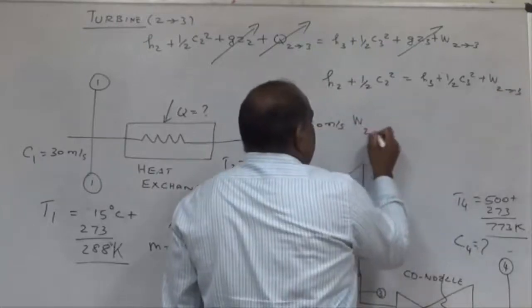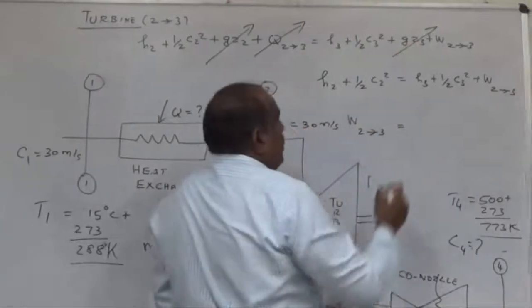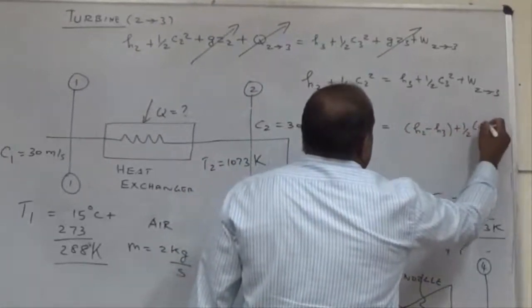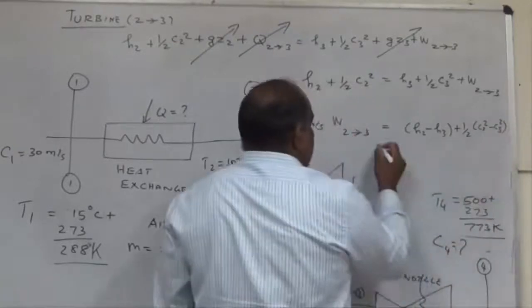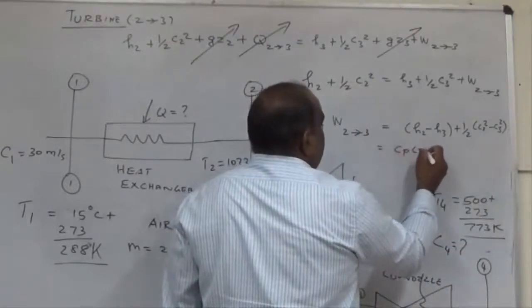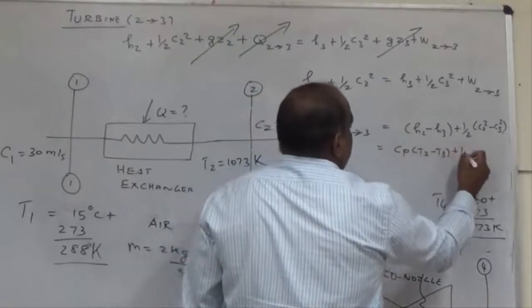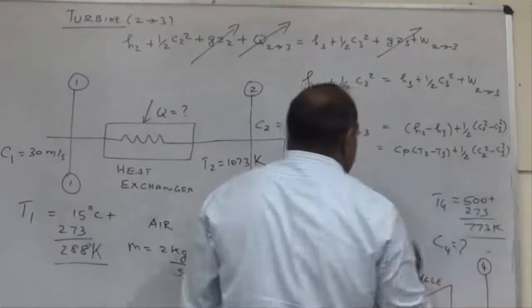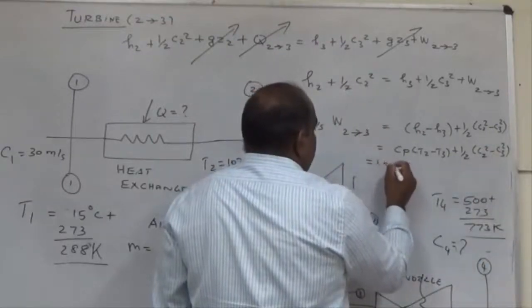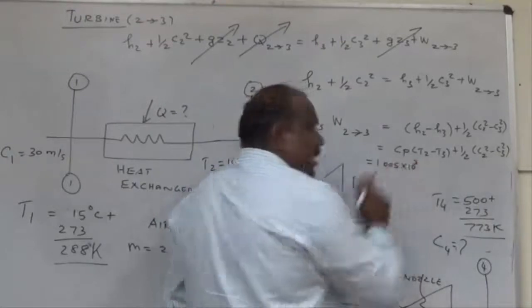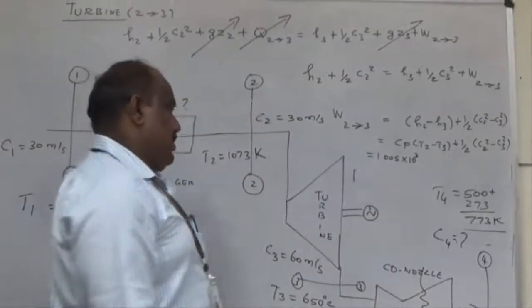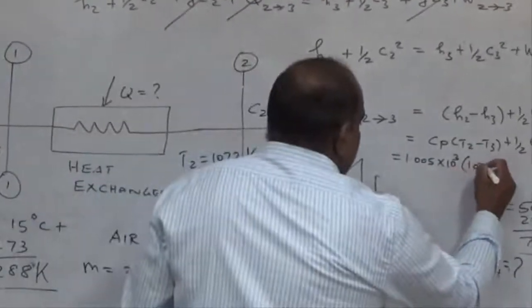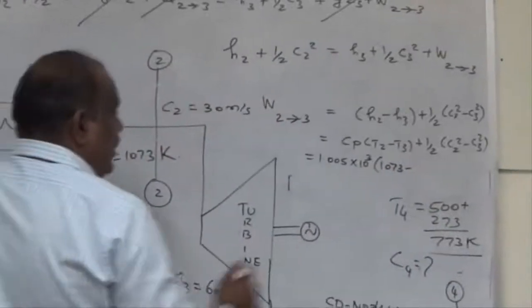From this we want W 2 to 3, which is nothing but H2 minus H3 plus half of C2 squared minus C3 squared. So what is H2 minus H3? Cp into T2 minus T3, plus half of C2 squared minus C3 squared. What is Cp? It is 1.005 into 10 power 3. Don't forget to multiply by 10 power 3 because we are converting kilojoules into joules. What is T2? T2 is 1073. What is T3? T3 is 903 Kelvin.